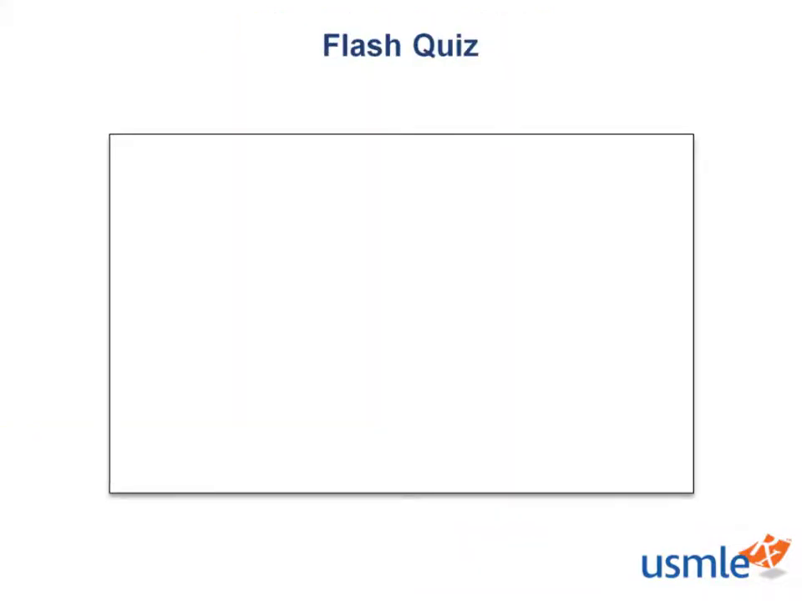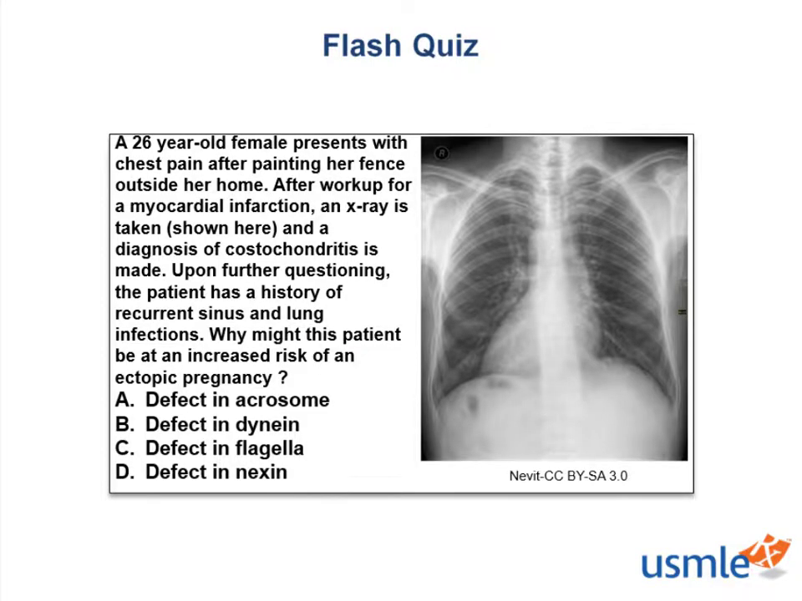Alrighty, friends, it's time for a flash quiz. The question reads that a 26-year-old female presents with chest pain after painting her fence outside of her home. After workup for a myocardial infarction, an X-ray is taken, shown here, and a diagnosis of costochondritis is made. Upon further questioning, the patient has a history of recurrent sinus and lung infections. Why might this patient be at an increased risk of an ectopic pregnancy?